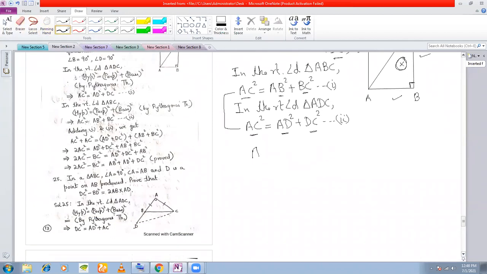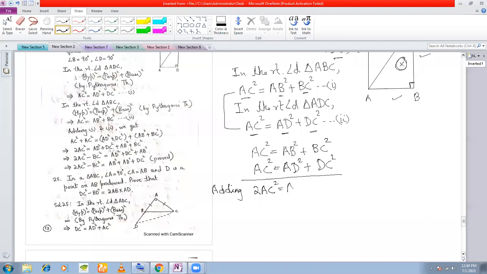So from this idea, we add both. AC square is equal to AB square plus BC square. And you have AC square is equal to AD square plus DC square. Adding. What do you get? AC square plus AC square will give you twice AC square. And here if you add, you get AB square plus AD square plus BC square plus DC square, right?